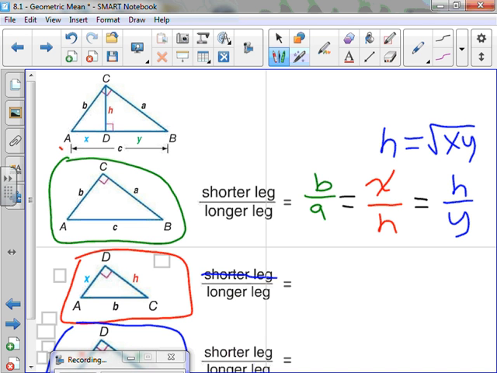A over Y. A over Y. Y is longer than 8. It says longer leg. No, A. Hypotenuse over short. A over, over short. No. Hypotenuse divided by short.